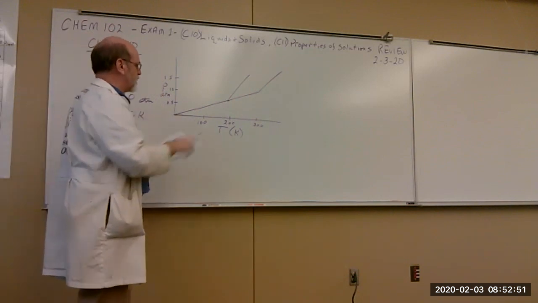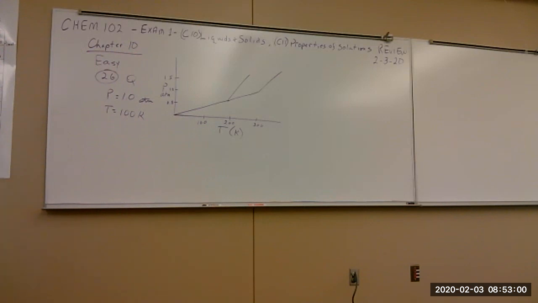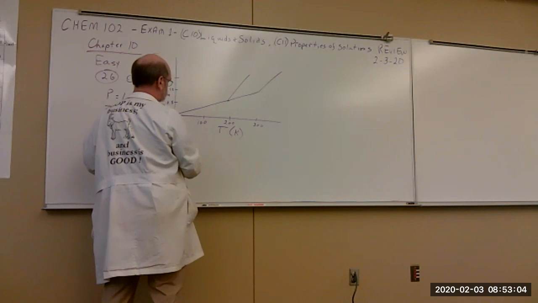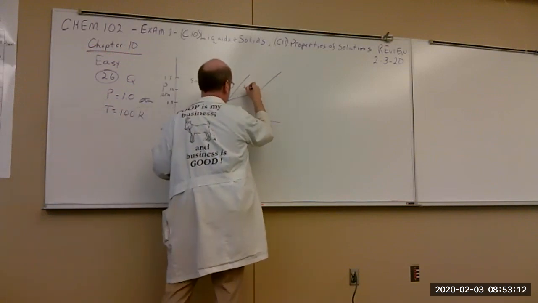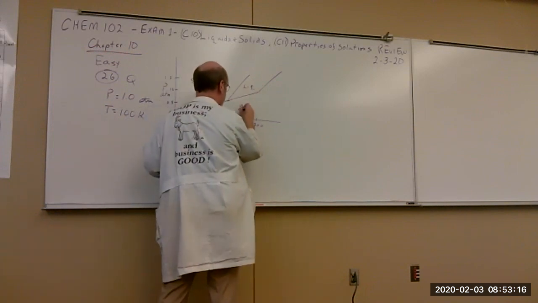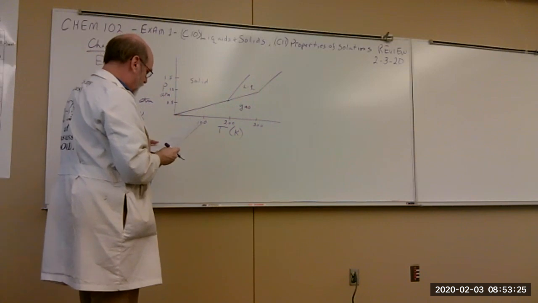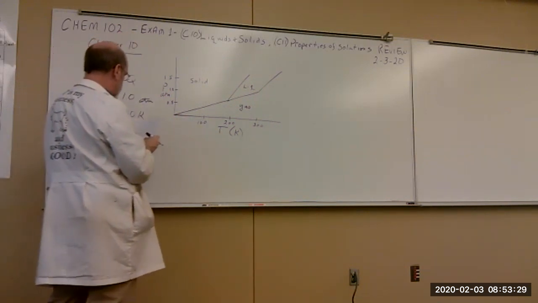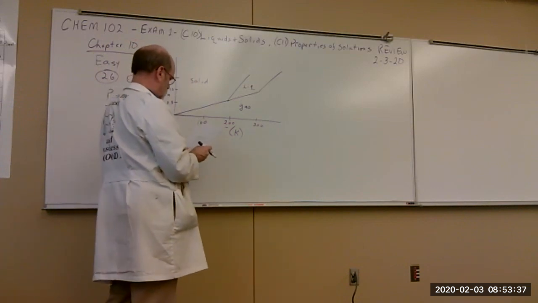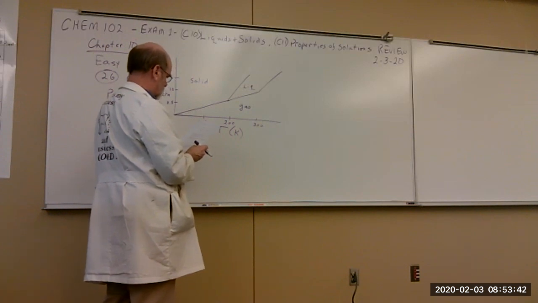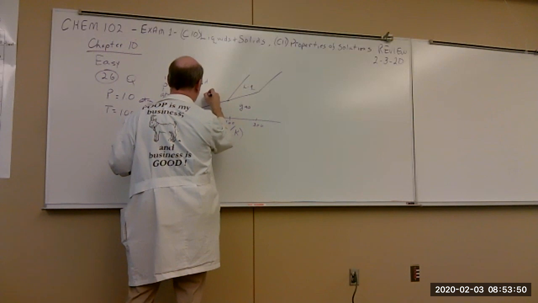So first of all, let's identify the sections of this phase diagram. What's this section? Solid. Right. Low temperature, high pressure, solid. What about this one? Liquid. Gas is down here. Right, low pressure, high temperature, gas. Now, we're going to sublime at 1 atmosphere at 100 K. So there's our solid.